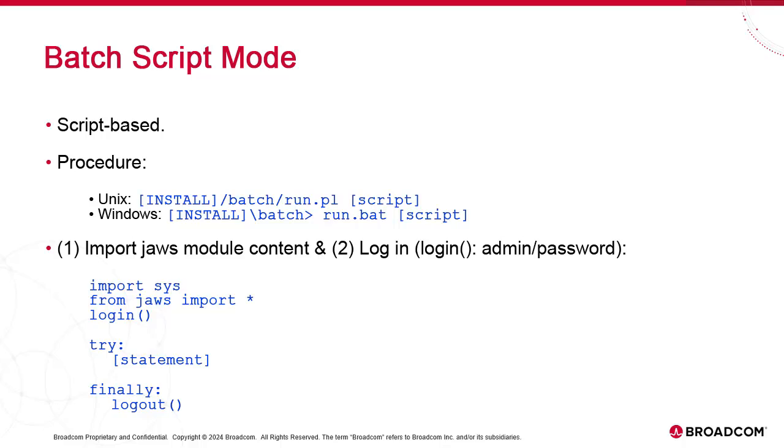The other mode of use relies on batch scripts. You can code more advanced procedures which can blend AAI and system coding standards to form more complete batch processes. You run them on a command line. You use run.pl and the name of the script for Unix, or run.bat for Windows. The process varies based on what you're trying to do. Oftentimes you'll import the system module and then the AAI JAWS module, and then you'll log in. Then you submit statements using try and finally blocks to log out.